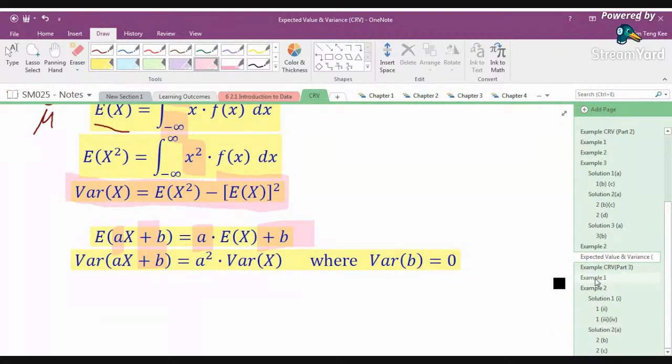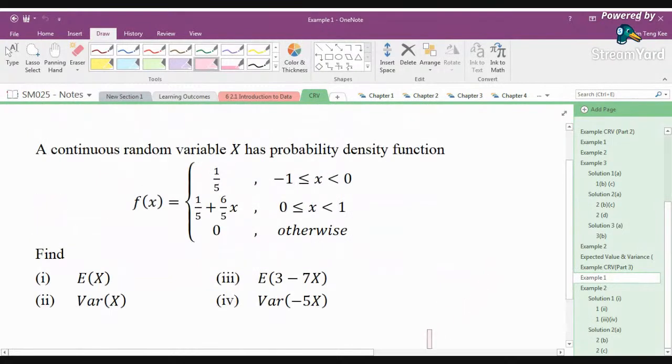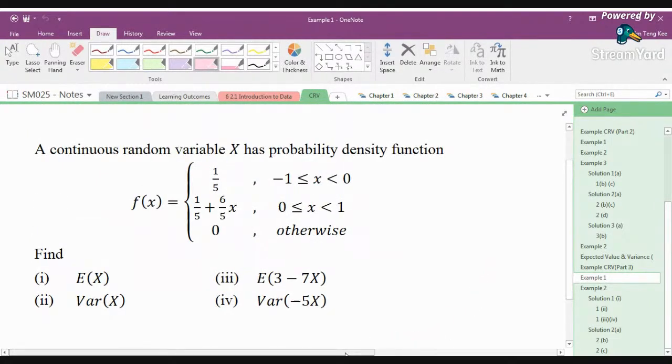Okay, once you're done with that, let us have a look at our solutions now. Example 1. I will spend some time writing the solutions. Of course, I have a better typed one, but now let us see step by step for the calculations.